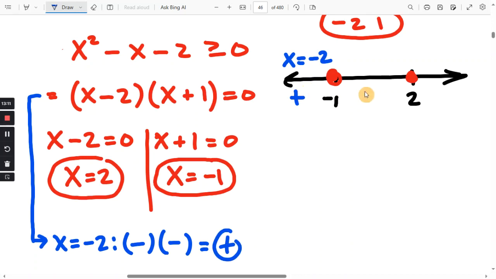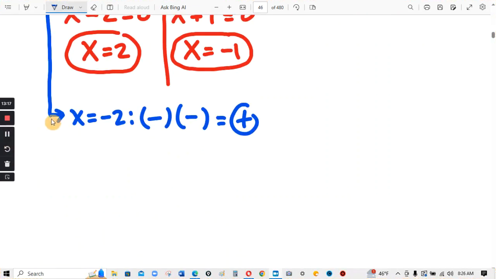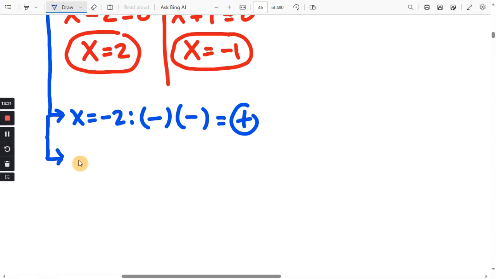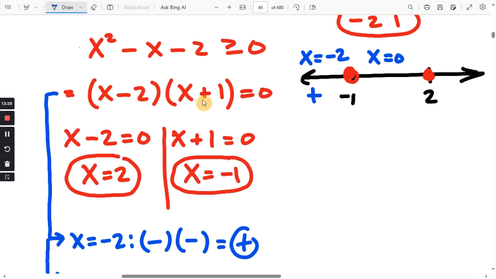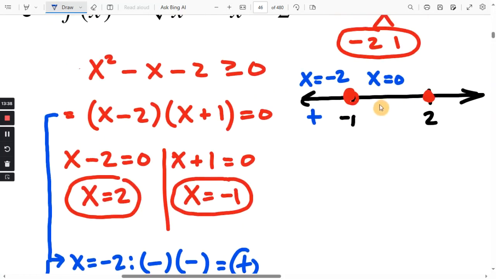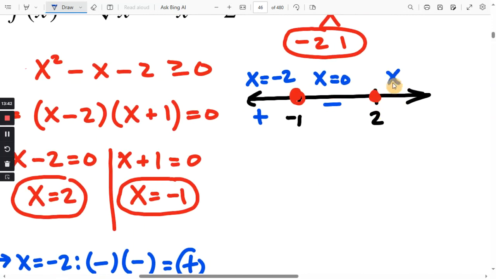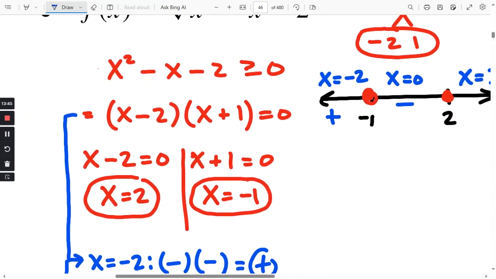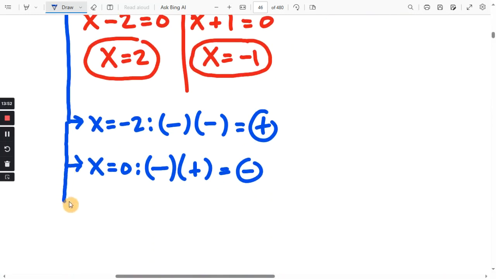In between -1 and 2, we're going to do x equals 0. So let's plug in x equals 0. Let's see. 0 minus 2 is negative. 0 plus 1 is positive. Negative times positive is negative. So that's for this section, the 0 section. Greater than 2, let's try x equals 3. If you plug in 3, that's positive. You plug in 3, that's positive. So at x equals 3, we have positive times positive. And that's a positive.